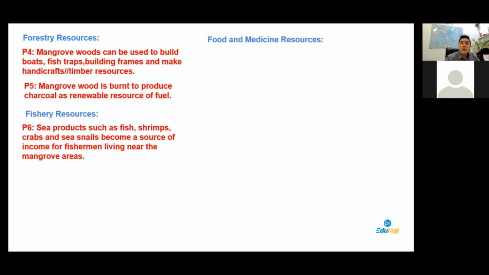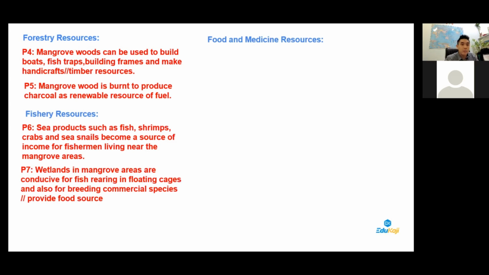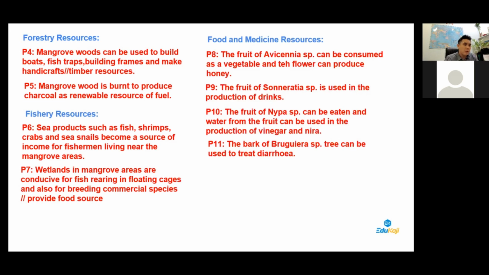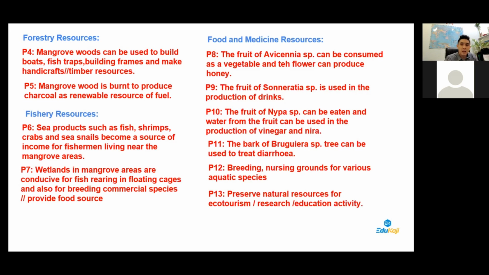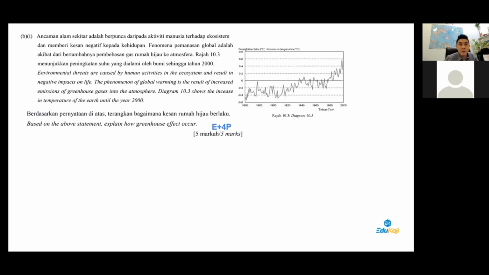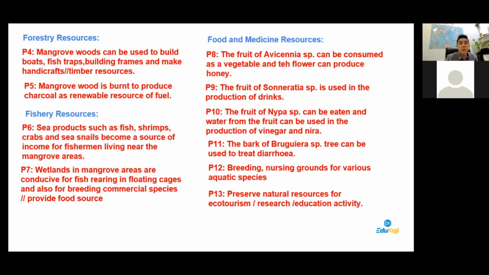Okay, fishery, like I mentioned just now, the aquatic organisms, right? They can be a source of income for fishermen. Okay, source of income for fishermen. Now, from the perspective of food and medicine, guys, you can have a look. There are many, many answers. So it's just 5 marks. So I think you can memorize 6 points for exam. Okay.